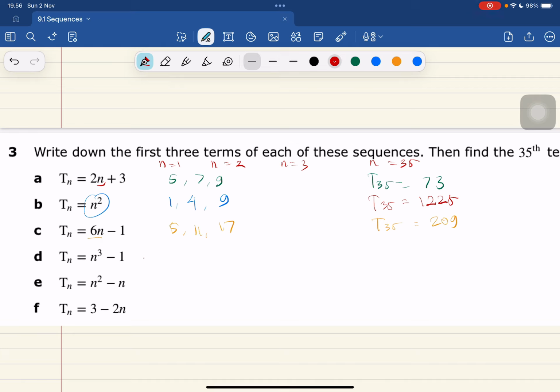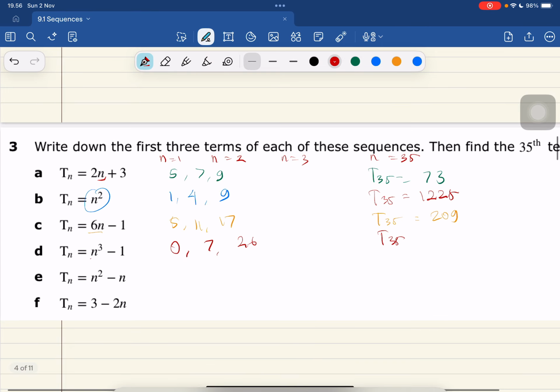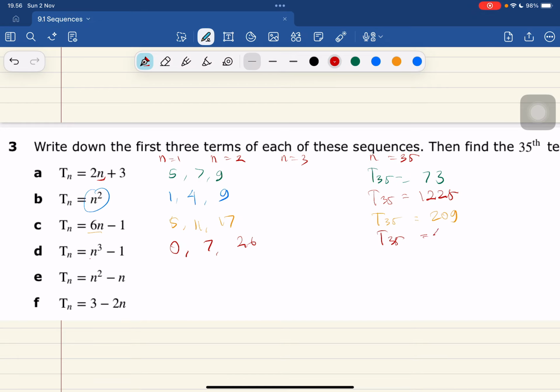Next, n cubed, and then minus 1. So we got 0, 7, and then 26. So t35 is, n is 35, so 35 cubed, we minus 1. So this will be 42,874.